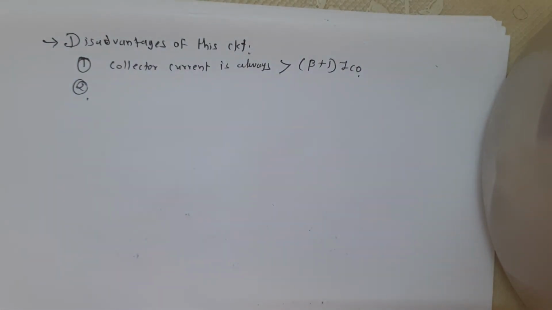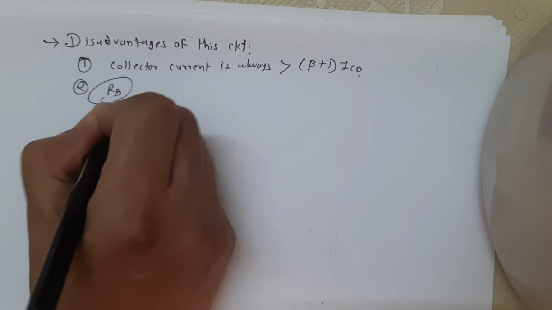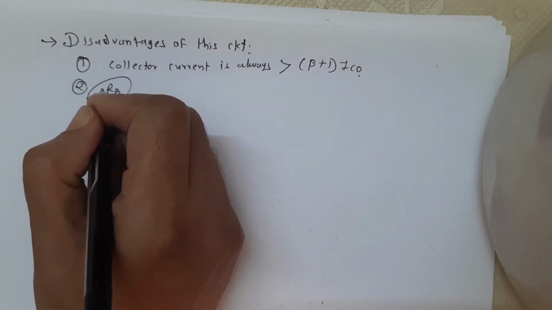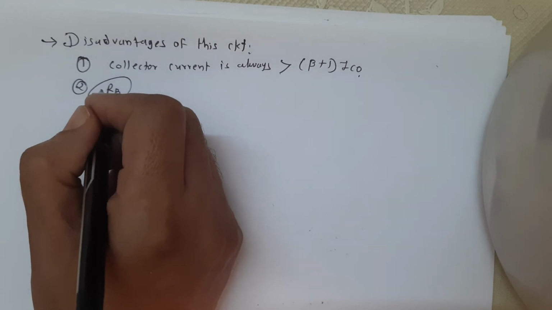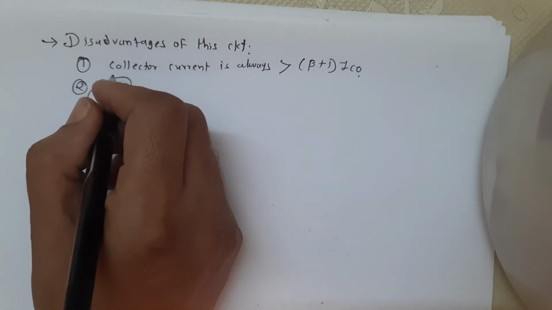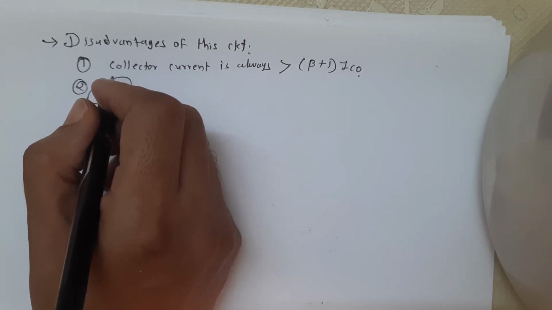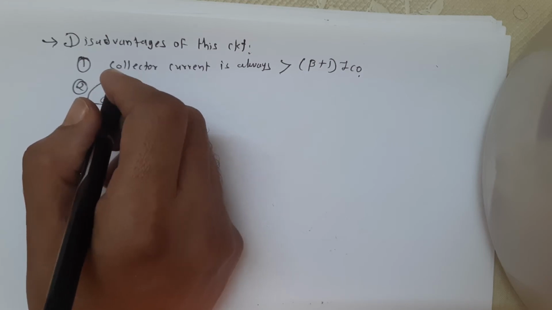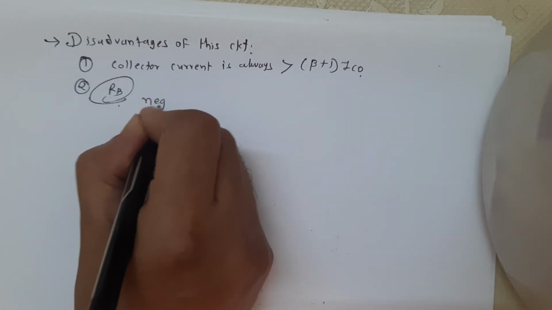The second disadvantage is that the amplified AC signal at the collector of the transistor will also feed back to the input through resistance RB. The output signal is out of phase with the input signal. Hence, due to this feedback, the effective AC input signal decreases, so the gain of the amplifier will be reduced.